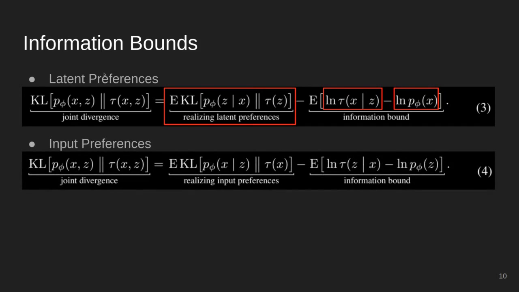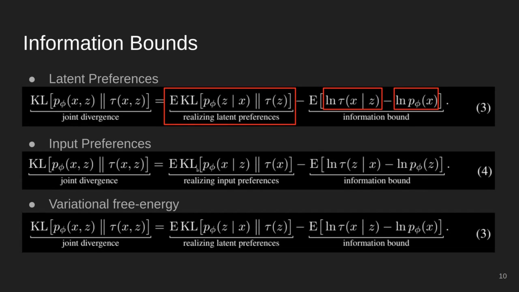So the same decomposition could be made, but this time, instead of having a preference over latent variables, we would have a preference over the inputs. As you can see, for example, here the likelihood of observations given the latents is shown, as opposed to the likelihood of the latents given the observations. The same applies for the input preferences, regarding the meaning of each term.